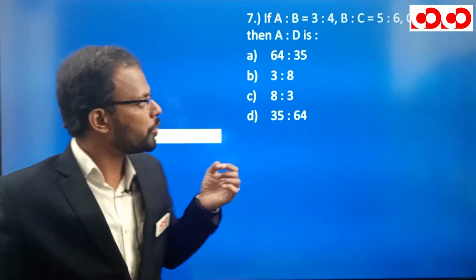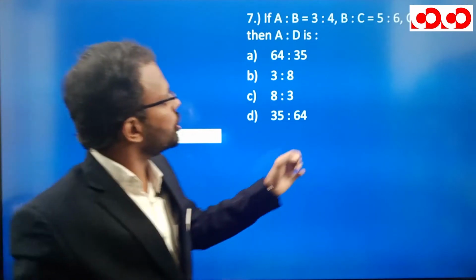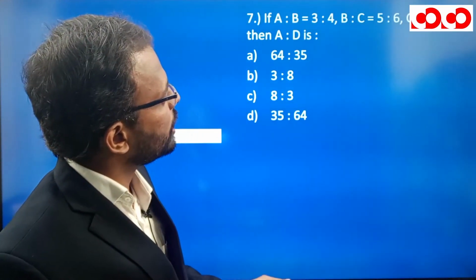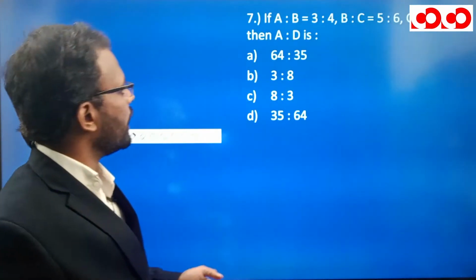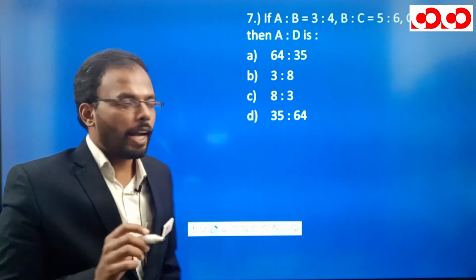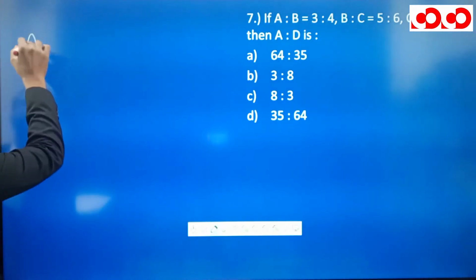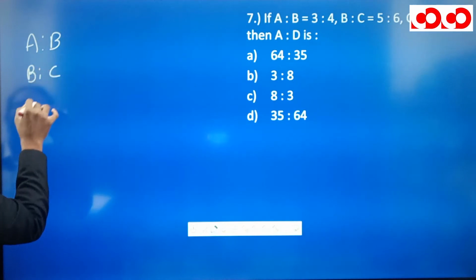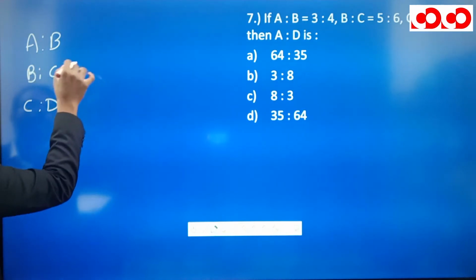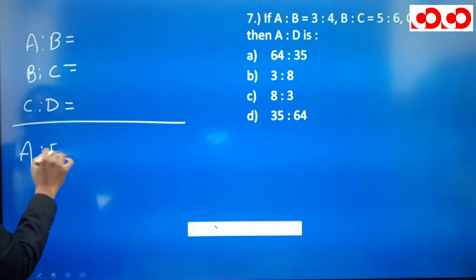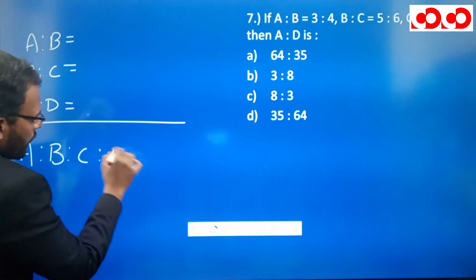Now here is the new question. A ratio B is 3:4, B ratio C is 5:6, C ratio D is 7:8. Then what is A:D? This is one of the basic problems of ratio. Let's try and solve it. A is to B, B is to C and C is to D are given, and we need to find A ratio B ratio C ratio D.